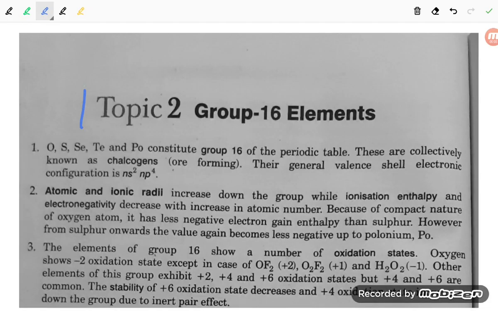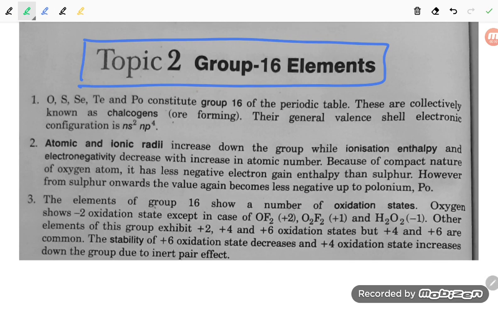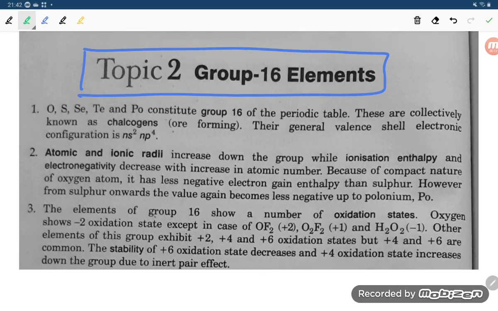Hello student, today we are going to discuss the important points of the group 16 elements. What are the important points of group 16 elements, student? If you talk about the elements comprising group 16, oxygen, sulfur, selenium, tellurium, and polonium constitute group 16 elements.